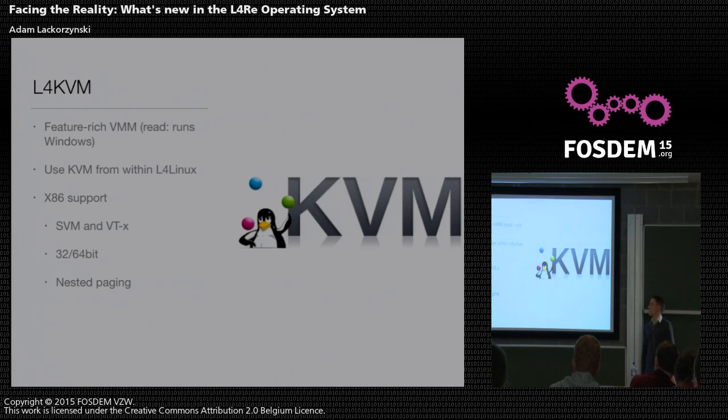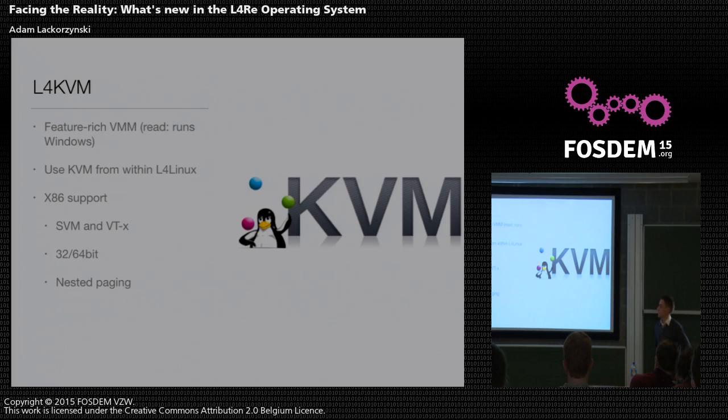Last year we already mentioned L4KVM as a virtual machine monitor to be used on our system, and the requirement was that we need a feature-rich virtual machine monitor, and feature-rich in that case means that it is able to run Windows. So unlike for Linux, you need to fully emulate the PC platform in your virtual machine monitor to support Windows, because you cannot modify the sources. And L4KVM is a mechanism to use KVM from within L4Linux.